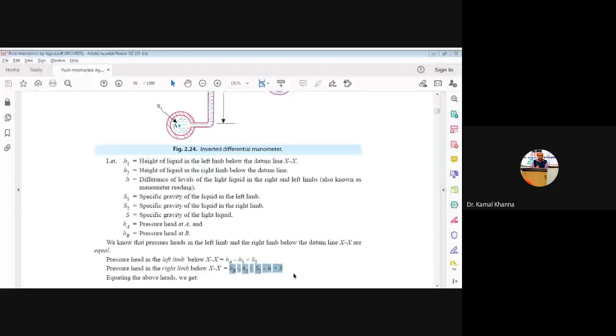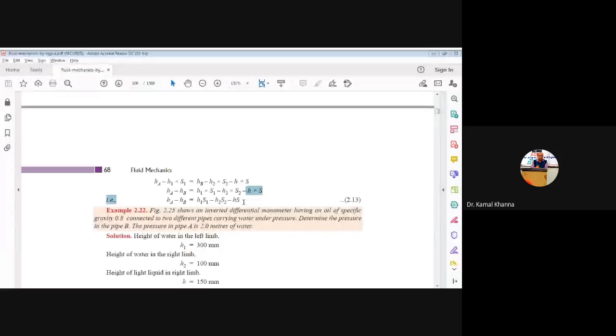So equating these equations, we get HA minus HB equal to H1 S1 minus H2 S2 minus HS. In the case of the simple differential manometer, we have the plus sign, whereas in the case of the inverted U-tube differential manometer, we have the negative sign here. So it is HA minus HB equal to H1 S1 minus H2 S2 minus HS.